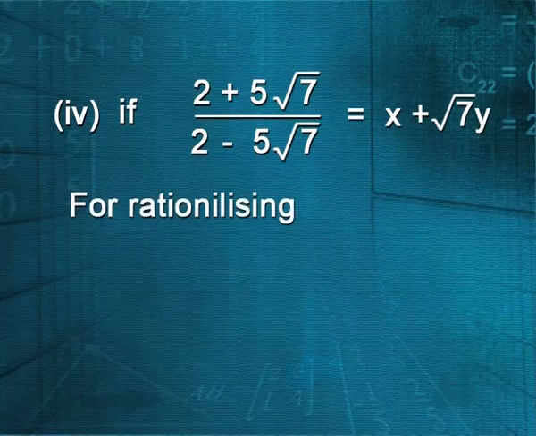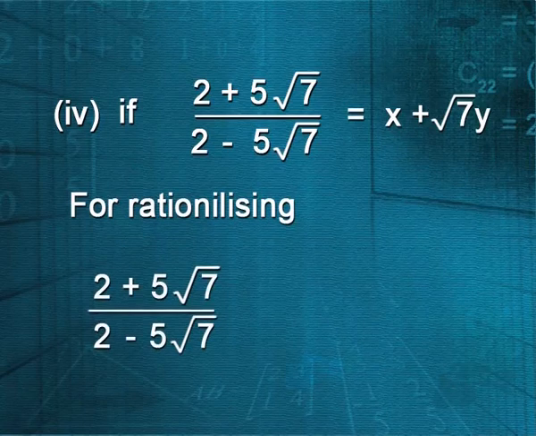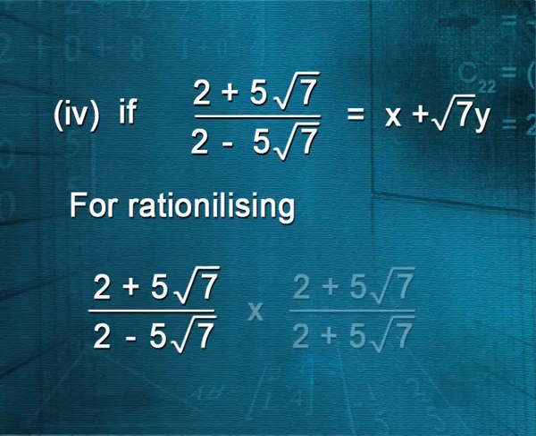For rationalizing left hand side, you have 2 plus 5 root 7 divided by 2 minus 5 root 7. So, with what number we will multiply this expression so that its denominator is converted into rational number. So, we will multiply the conjugate of the denominator. The denominator is 2 minus 5 root 7. Therefore, its conjugate will be 2 plus 5 root 7.